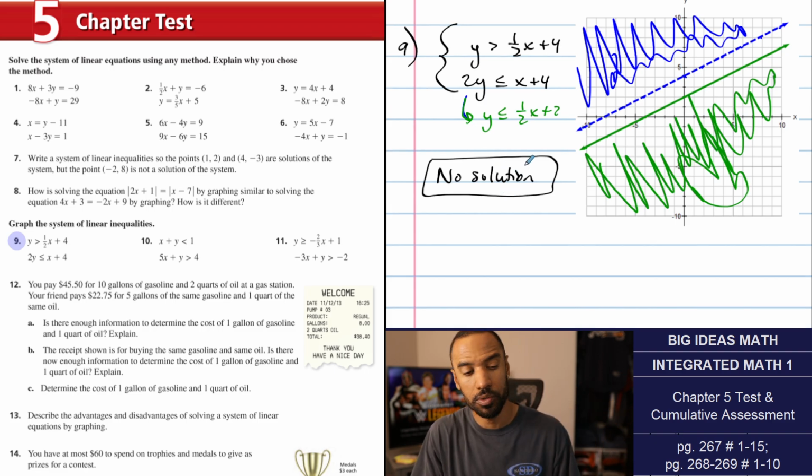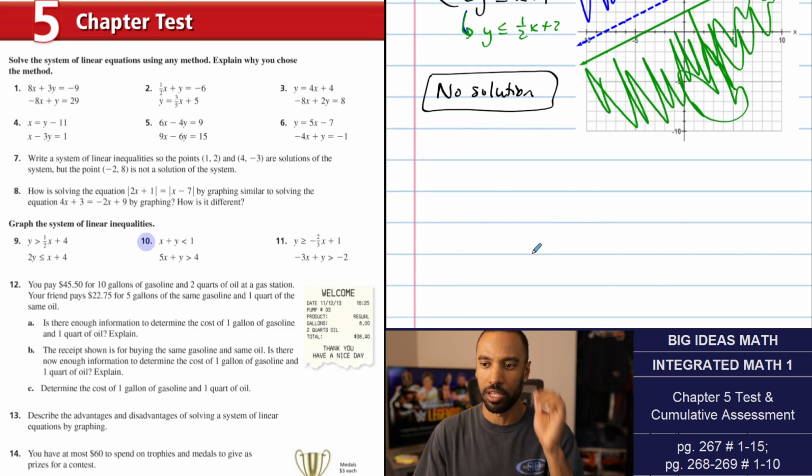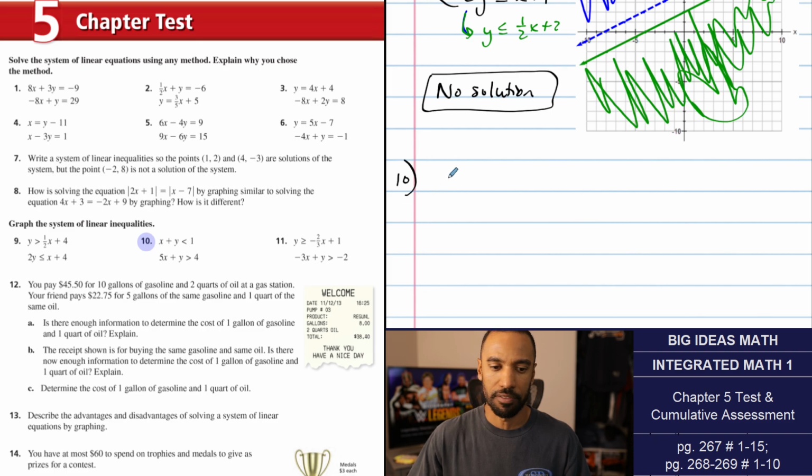It's weird that the first one we did was no solution, but I think at this point it's just a test. It's not so much a progression system. I don't think they're working toward going harder. They're just giving you what they give you.